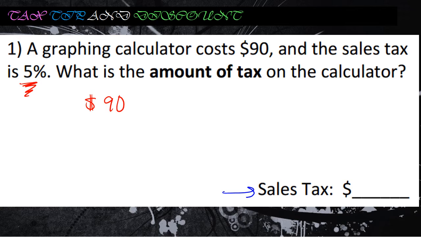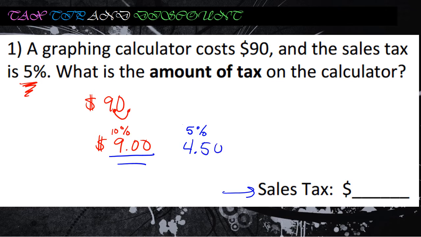So the way to do this is we're going to take $90, and let's go ahead and figure out what 10% is. So 10% is going to be $9. This is if we had a 10% tax, but thankfully we only have a 5% tax. So for our 5% tax, we take our 10% tax and cut it in half. So our 5% tax would just be $4.50.